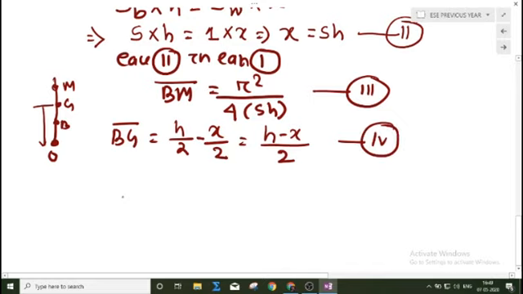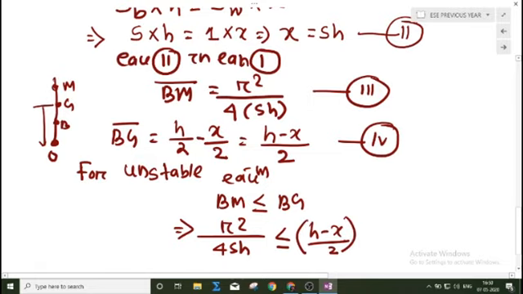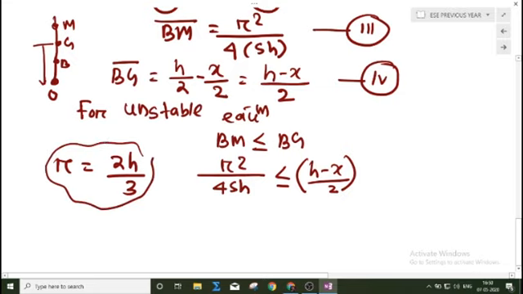And for unstable equilibrium I already told you that BM is less than or equal to BG. What is this BM? Equation 3: r square divided by 4 s into h is less than or equal to BG, which is (h minus x) by 2. And one condition is already given in the problem, r will be equal to 2h by 3. It is given in the numerical, the relationship.